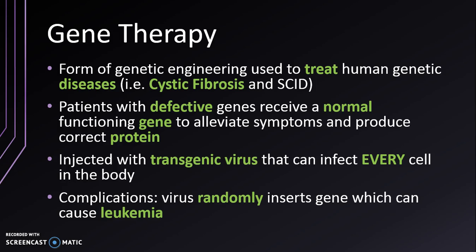The downside to this and the complication is the fact that it is randomly inserted. We are not able to tell that virus specifically where to insert the normal functioning gene. So by randomly putting it in different cells, some of the cells are going to have genes disrupt other normal cellular processes and can cause other secondary problems like cancer. So people who have cystic fibrosis or SCID and get treated with gene therapy tend to have a higher risk of later developing another type of cancer like leukemia.